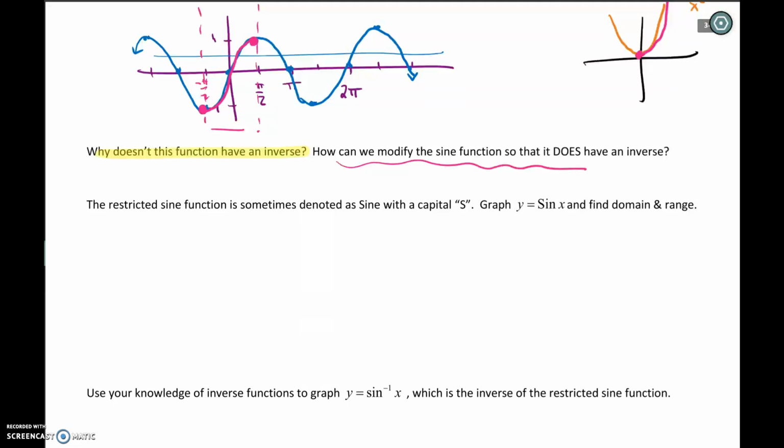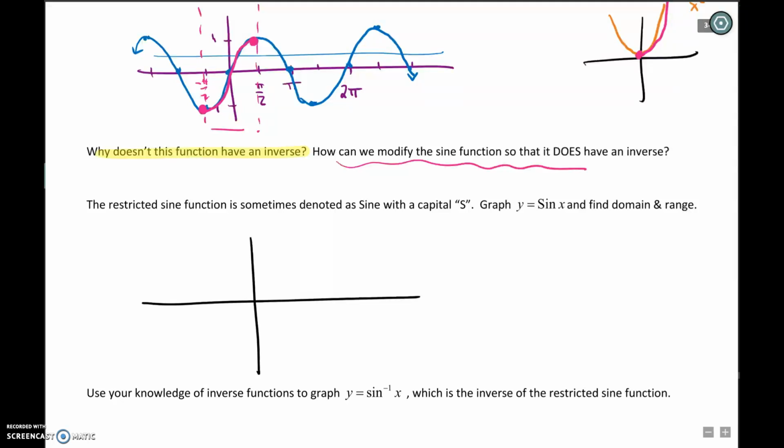So this function is called the restricted sine function. I'm going to just graph it here. Basically just goes from pi halves to negative pi halves, 1 to -1. And it kind of looks like this. It's horizontally flat, comes through there.